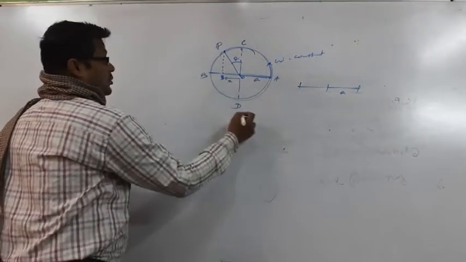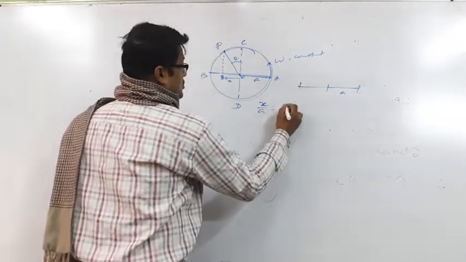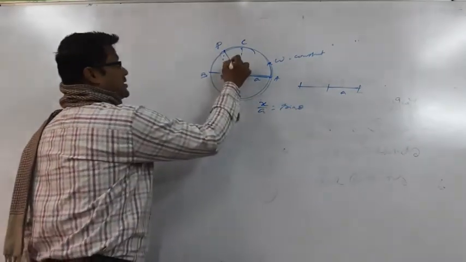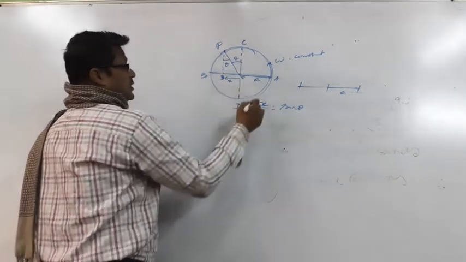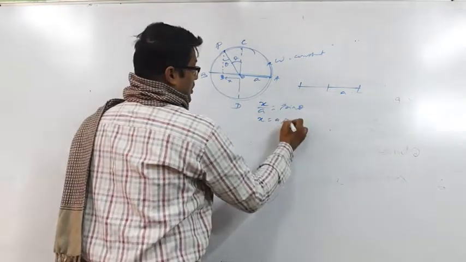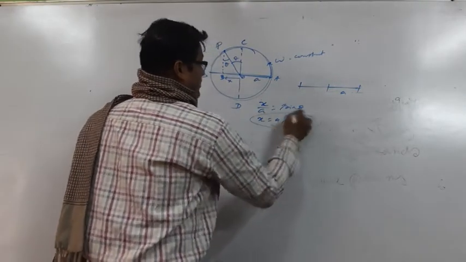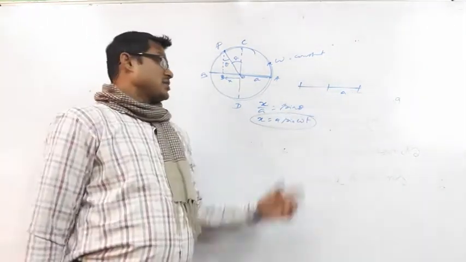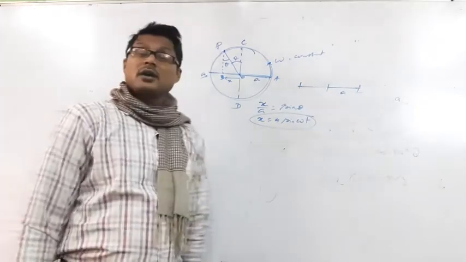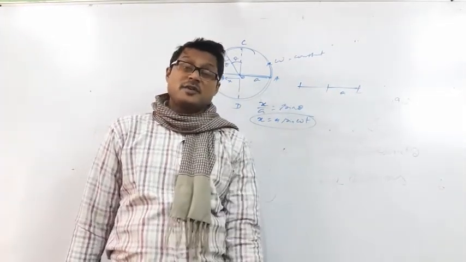Now you see from here, x by a equals sine theta. This angle is theta, so this is also theta. So x by a equals sine theta, x equals a sine theta, that is a sine omega t. Okay, so this is one form of displacement of SHM.